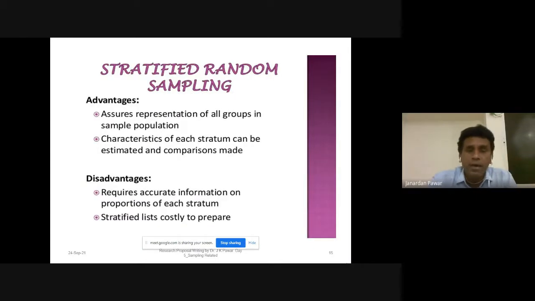Next one. Here are some advantages and disadvantages of stratified random sampling. If you go through these advantages and disadvantages, you'll be able to make your concept clear, and it will be useful for you when it comes to theoretical aspects.